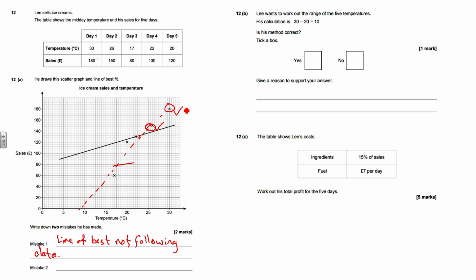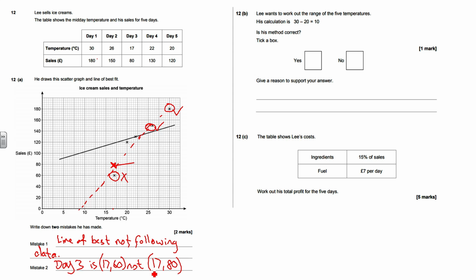The third point, however, day 3, says 1780. Well, 17 should be here and 80 should be here. So we can actually see that he's plotted that point in the wrong place. Okay, so this coordinate is wrong. So maybe we should just note day 3 is 1760, not 1780. Or words to that effect.